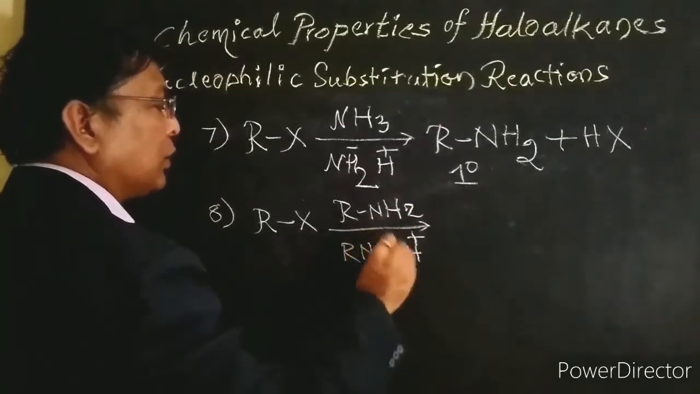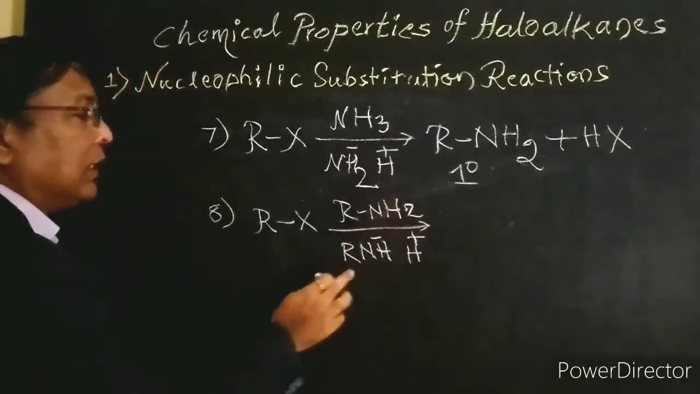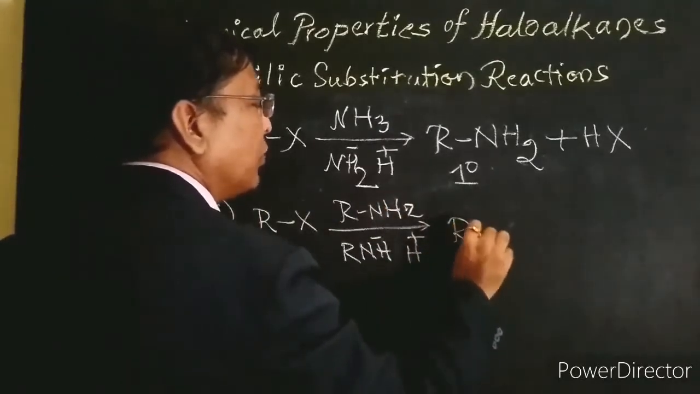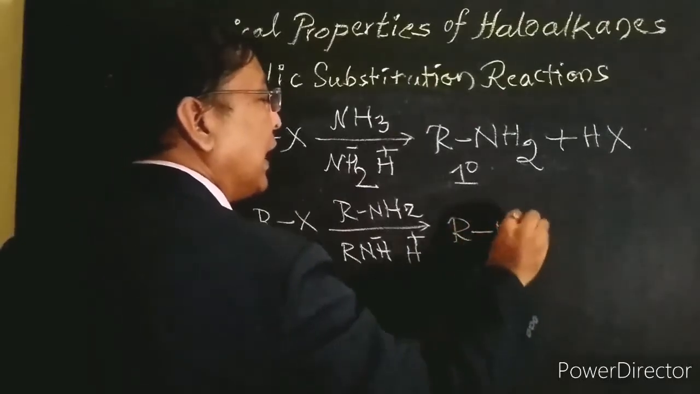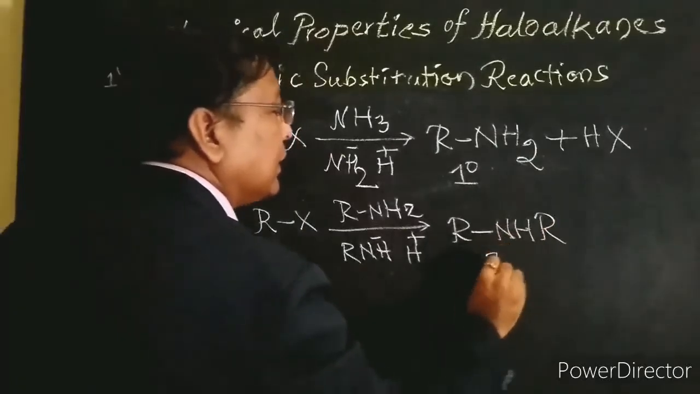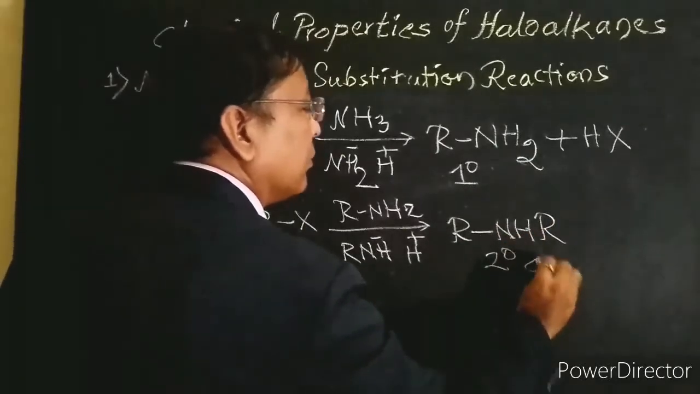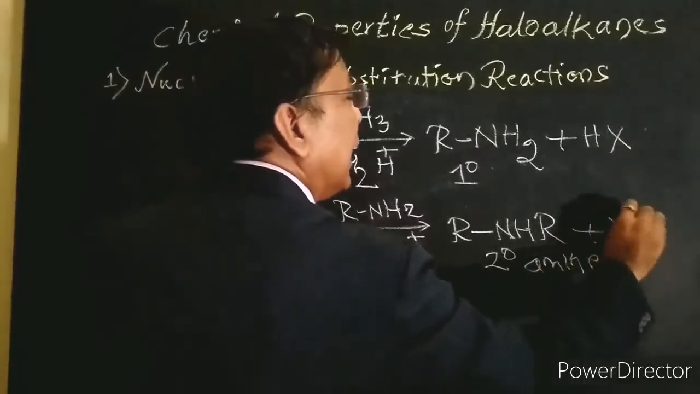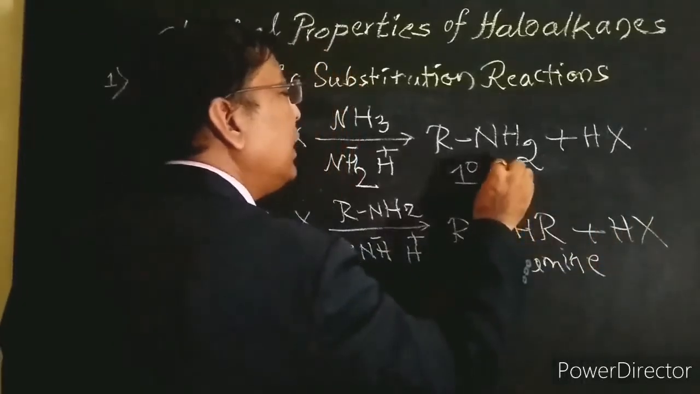RNH must be negative. Therefore, this is the nucleophile that is substituted to the alkyl group. So we get RNHR. That means this is a secondary amine. This is secondary amine plus HX. This is primary amine.